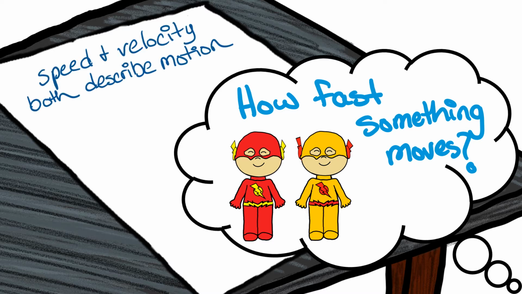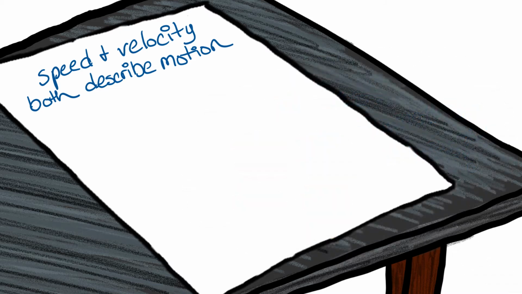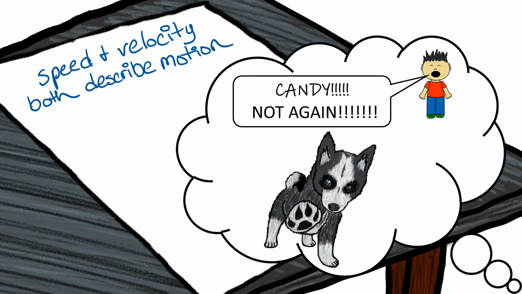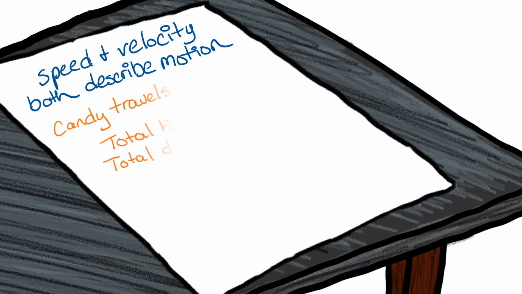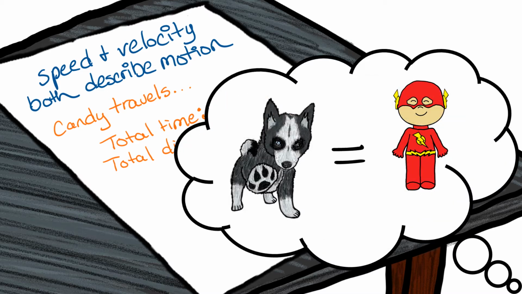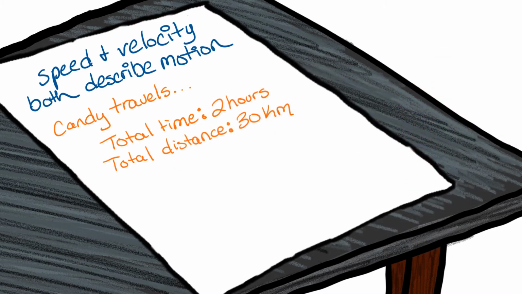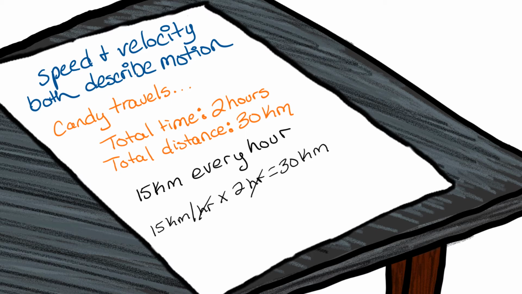For instance, let's say that your dog Candy decides to take yet another adventure by getting across the fence at your house. What if Candy's adventure takes a total of 2 hours and she travels all over the neighborhood for a total of 30 kilometers? How fast did Candy move? You're right, Alex. Candy moved pretty fast. She traveled 15 kilometers every hour, which resulted in 30 kilometers in 2 hours.